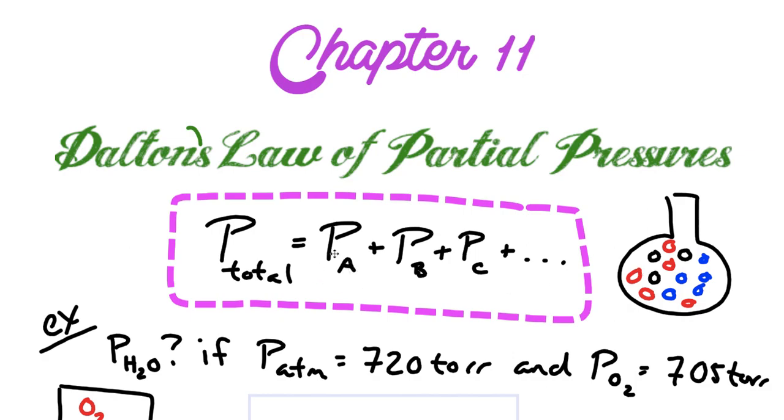So we could say the pressure or partial pressure of A plus the partial pressure of B plus the partial pressure of C. If you had more of those, you could keep adding them, but all of those together will be my total pressure. So how does that relate to what we're working on?